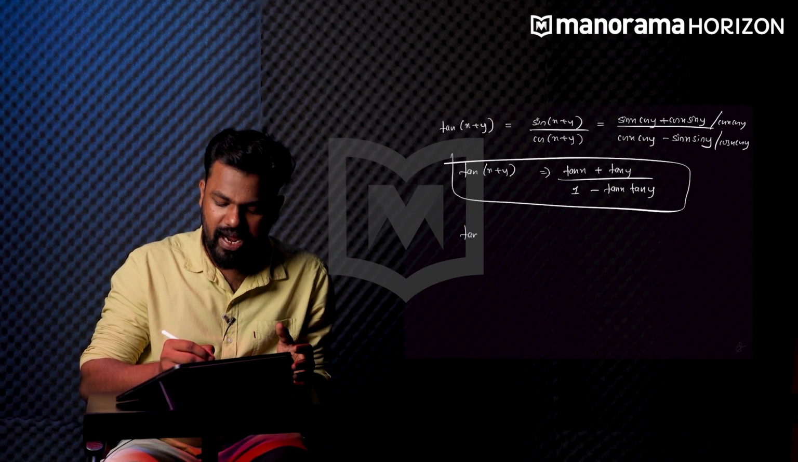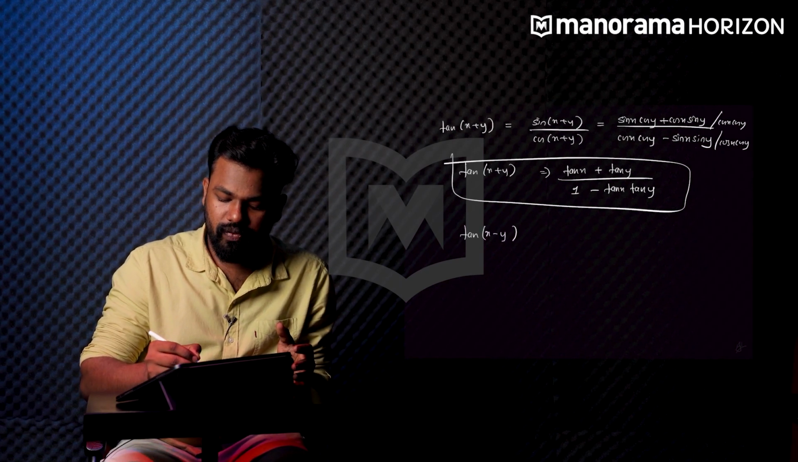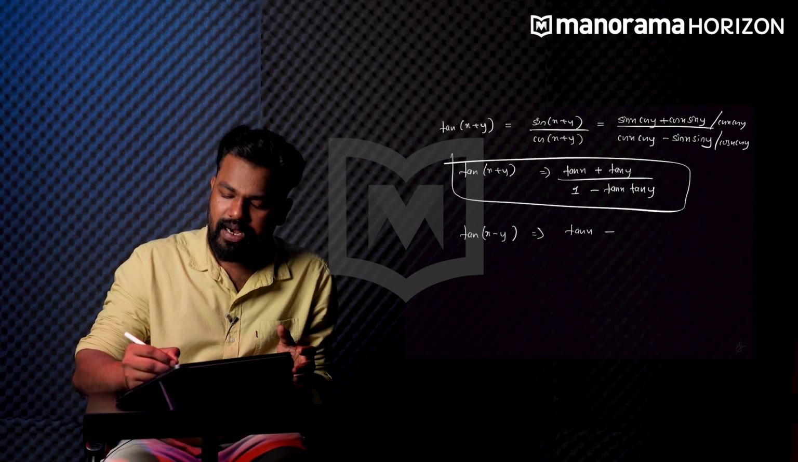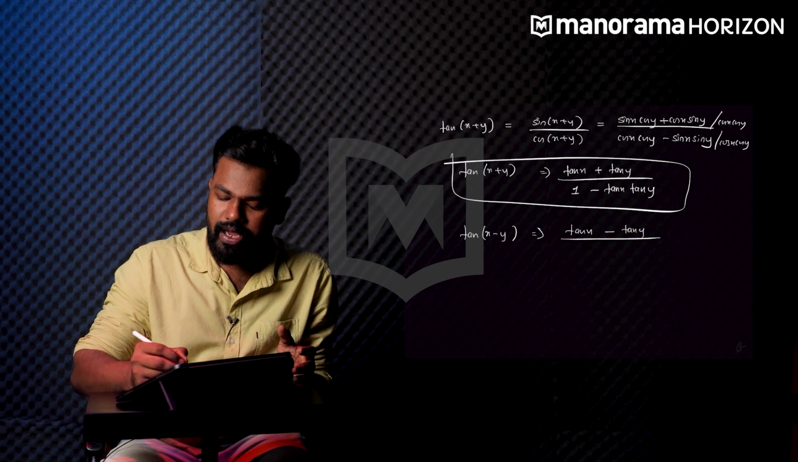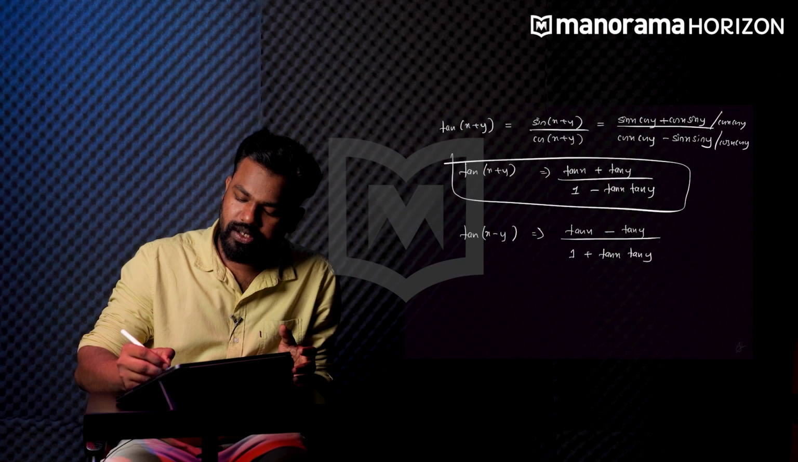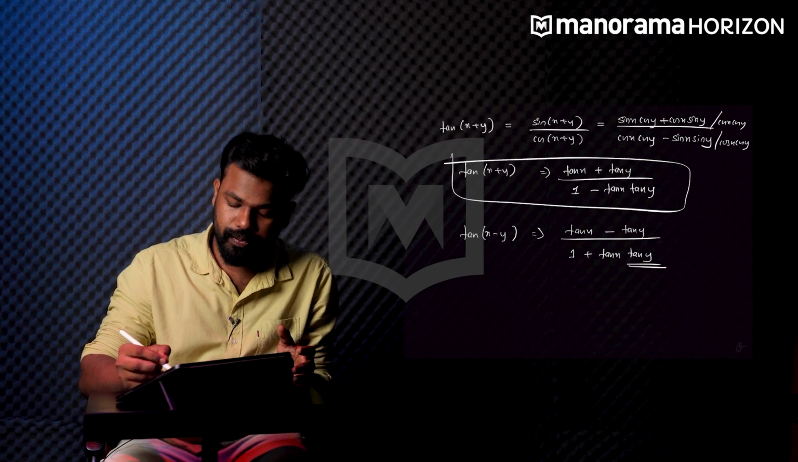In the same way, what is tan(x−y)? Put minus y in place of y and you can write directly tan x minus tan y by 1 plus tan x tan y. So this is the formula for tan(x−y) also.